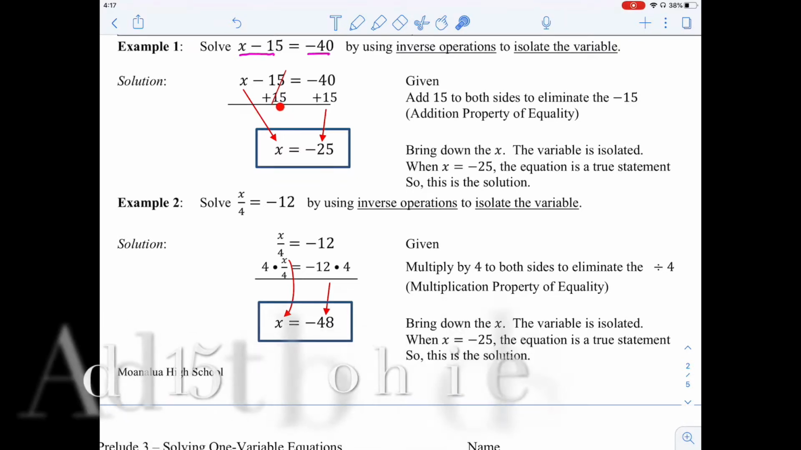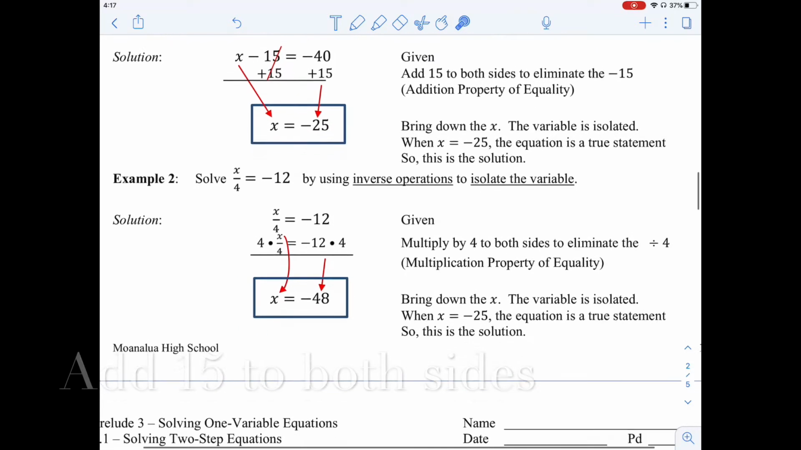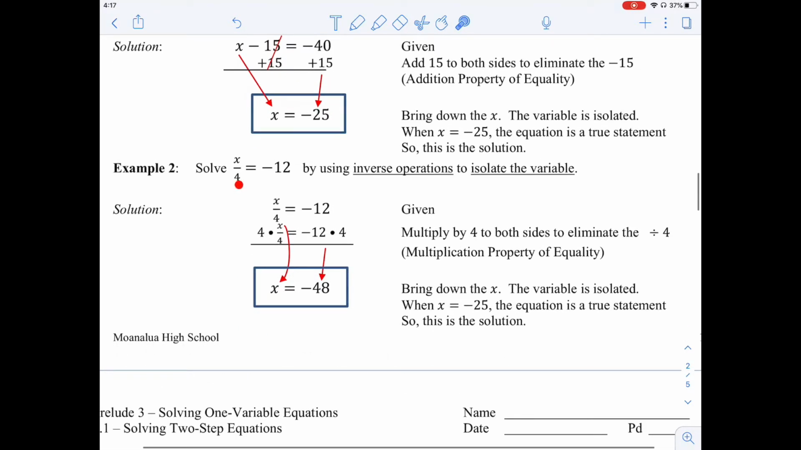So we're going to add 15 to both sides, and we can do that by the addition property of equality to make it equal. So bring down the x. Negative 40 plus 15 equals negative 25. And that's our solution. Example number 2, x over 4 equals negative 12.